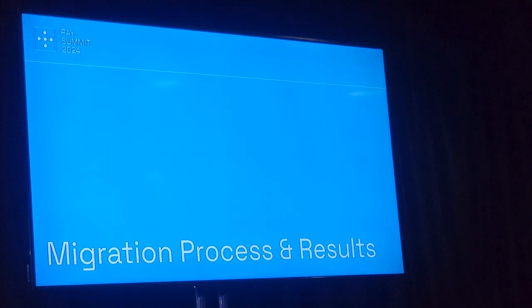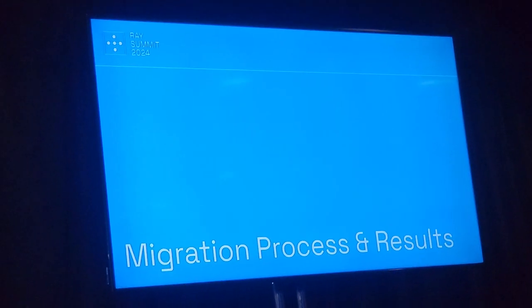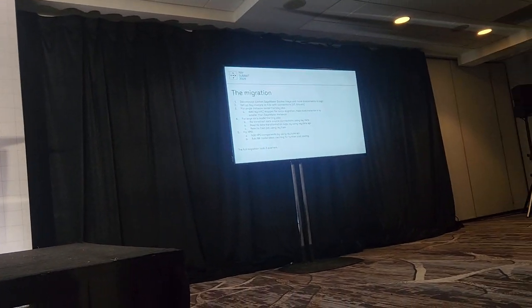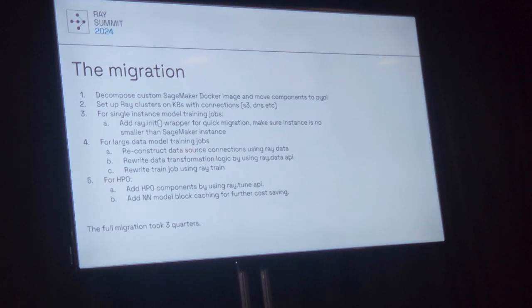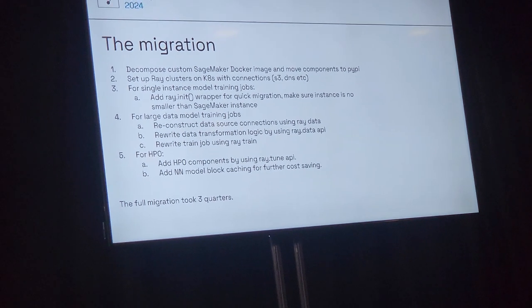Yep, that's all the benefits. Talking about the migration and results. So what we do, we decompose our Docker image into multiple components and then push them to our internal pipeline. We set up these Ray clusters on Kubernetes, and then have all kinds of DNS, S3, PrivateLink, whatever connections.